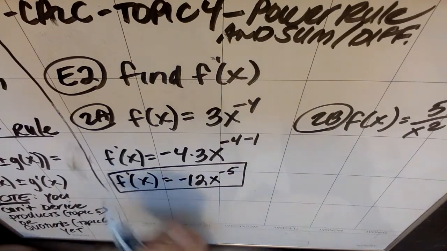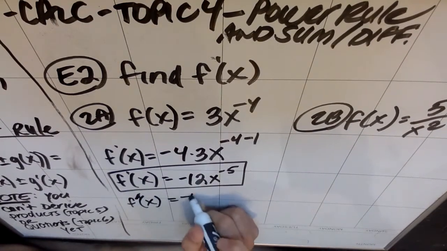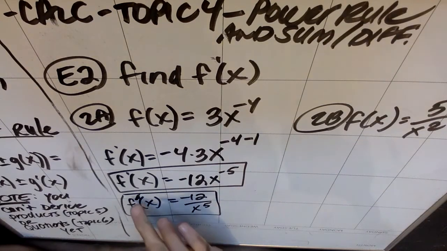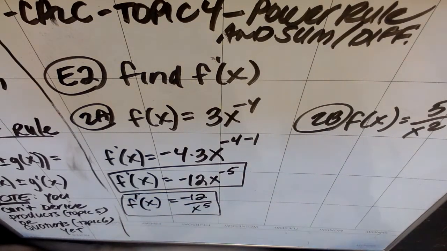Now, that's a totally fine answer. The other way you might see this answer written is that f prime of x equals negative 12 over x to the 5th, right? Because a negative exponent means, hey, I'm on the wrong floor. Sorry, my prime was a little bit messy, so let's try and make it a little better. Okay, cool. Let's talk about 2b.